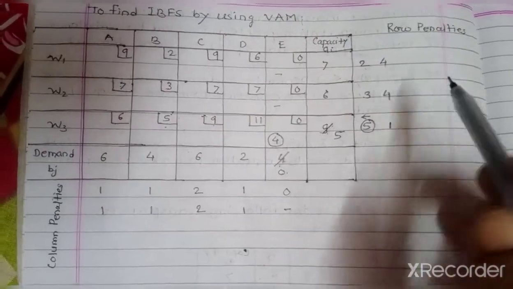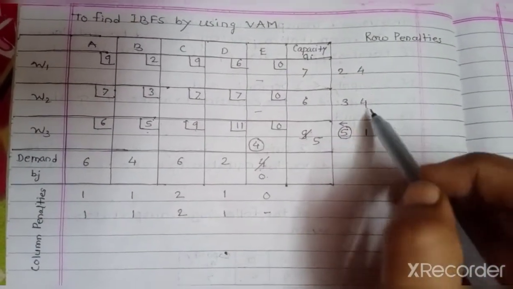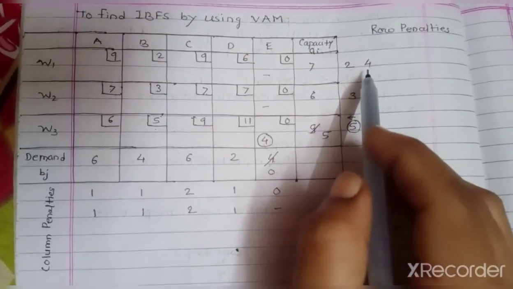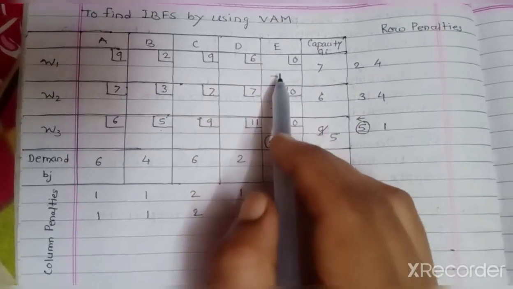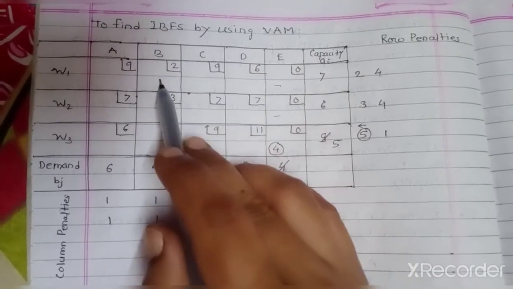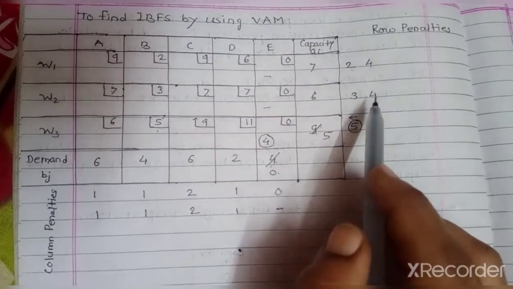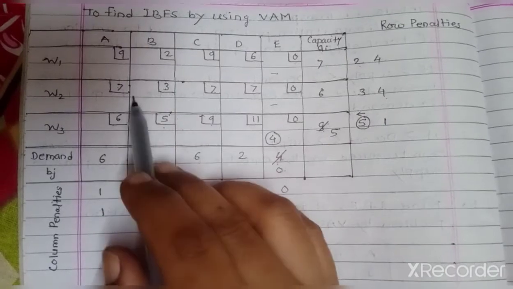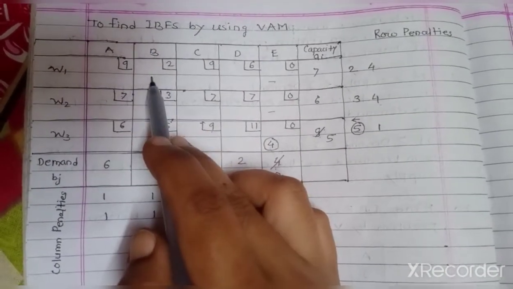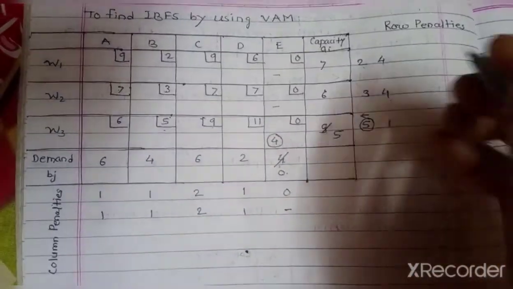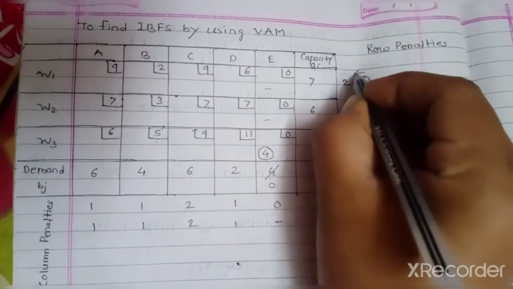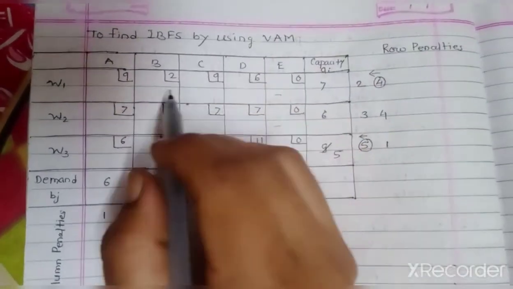So 4 is the maximum, but that 4 occurs in two positions, the first row position and the second row position. So we have to check in our first row which one is the least cost, except the first one: 9, 2, 9, 6, so here the least cost is 2. And if we choose this 4, check which one is the least cost. So the least cost is 3. As compared to 3, the 2 is least, so we consider this 4 to fill the allocation row. So we choose this row.